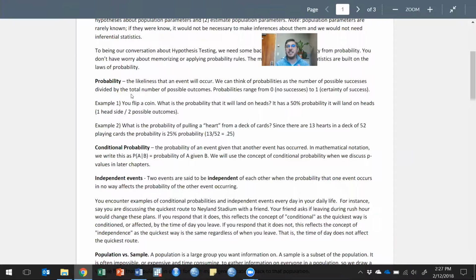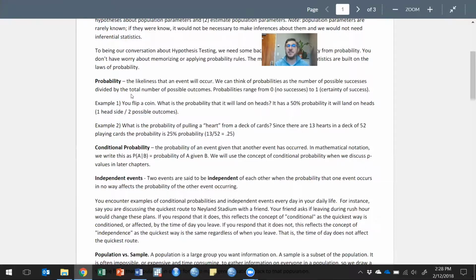But a couple of ideas to keep in mind. One is the idea of conditional probability. This is the probability that an event will occur given that another one has occurred. You can think about this like: what's the probability of drawing an ace out of a deck given that I've already drawn an ace? That would be an example of a conditional probability. And we'll use this idea of conditional probability later on in this class and in other statistics courses.